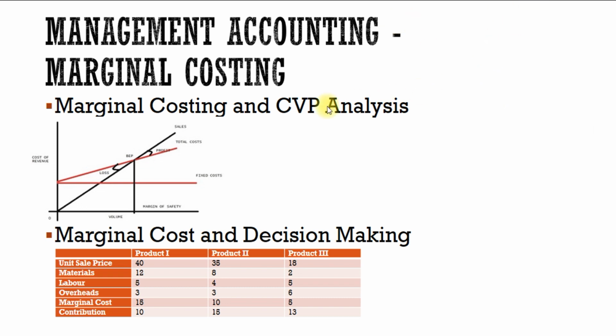Next we'll see what is marginal costing and CVP analysis. CVP is cost volume profit analysis. So cost volume profit analysis helps the management in profit planning. Profits are normally affected by several internal and external factors and go on affecting cost, sales, and revenues.